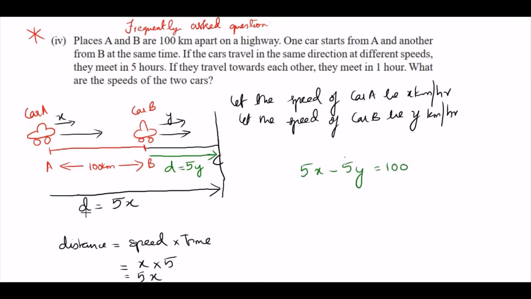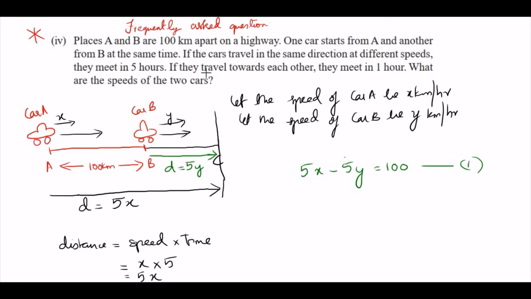That is, this is 5x, the distance is 5x, and here the distance is 5y. So when you subtract 5x minus 5y, you will get 100 kilometer. That is the distance between the two places. So this is our first equation.